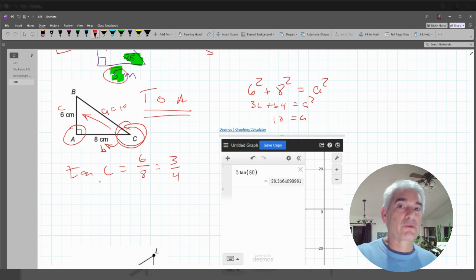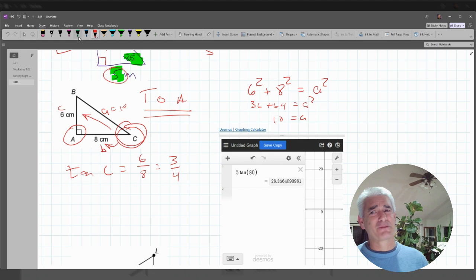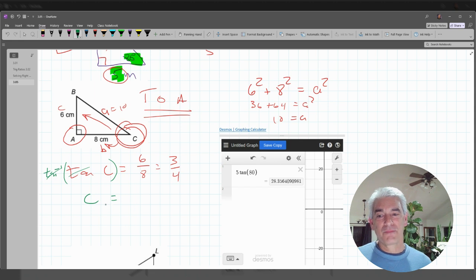If it were squared, I would take the square root because that's what undoes squaring. What undoes tan is tan inverse, pretty much. So tan inverse of tan of C, these will cancel each other out, and it will pretty much leave me with C. So I took tan inverse of the left side. I need to take tan inverse of the right side. So tan inverse of 3/4. Now it's ready for the calculator.